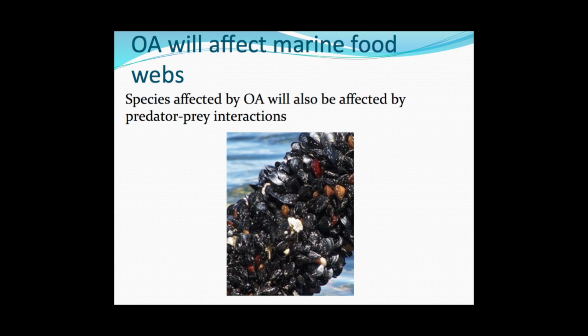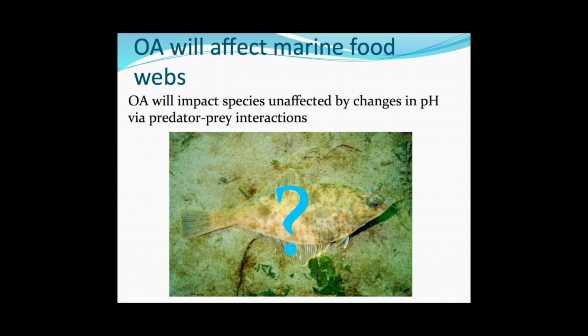So I'll go over some of the general results with you. The first is that species that are directly affected by acidification are also going to be impacted by predator-prey interactions. So let's say you are negatively affected by acidification, but so is your predator. Your populations might actually stay stable because you're released from predation. So it's very hard to translate studies from the laboratory to what is going to happen in the wild without thinking about these species interactions. Like I mentioned with the whale, ocean acidification will impact species unaffected by changes in pH via, again, predator-prey interactions. So here, for example, a lot of groundfish eat calcifiers. So what might happen to their populations were calcifying populations to decrease?